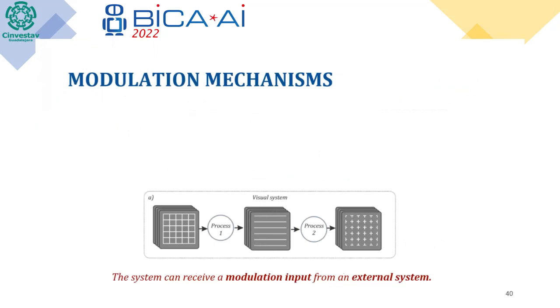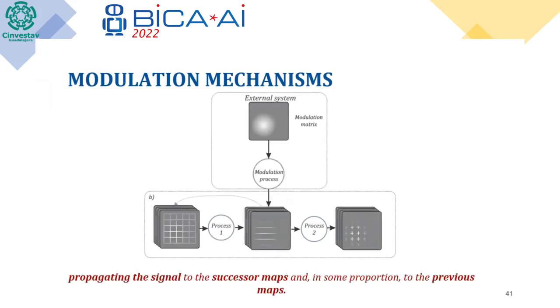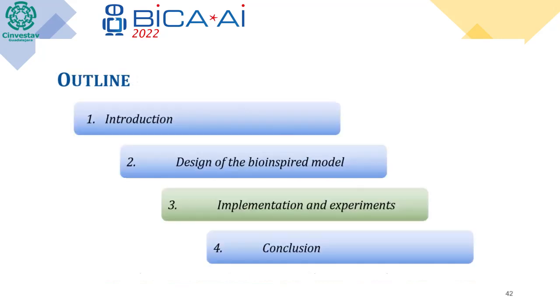And also we are considering feedback mechanisms inside the system. So the system can receive a modulation input from an external system. An external system like attention or perception can send a map, a modulation matrix. And this signal will be propagated to the successor maps and in some proportion to the previous maps. So every map of our system is capable of propagating a signal to the previous map. So in the future, we also can have effects of context modulation, for example, from the area of perception.